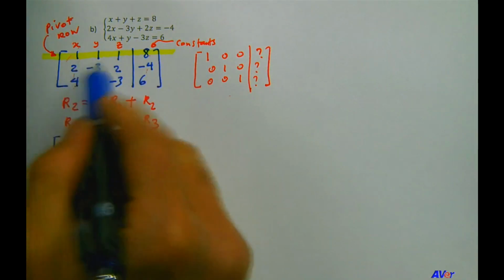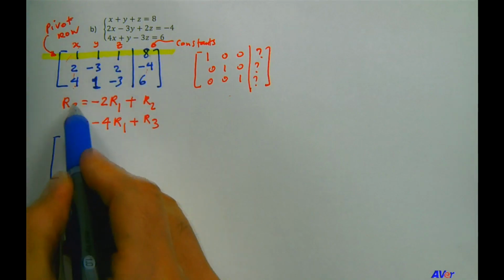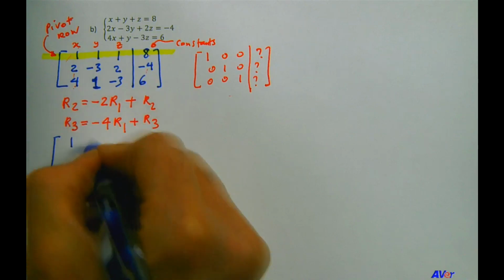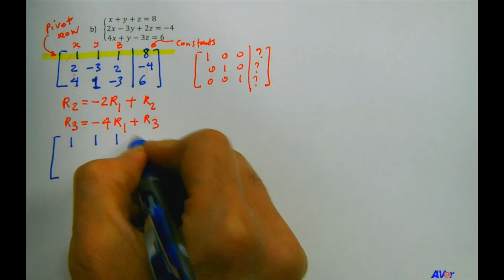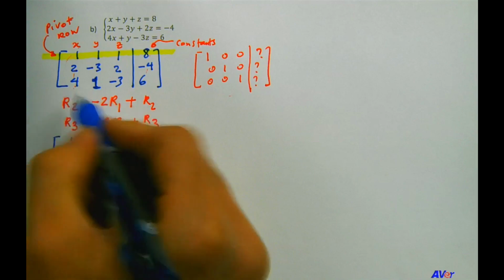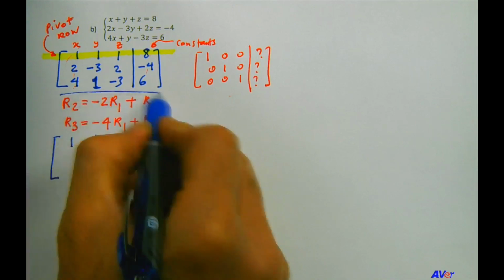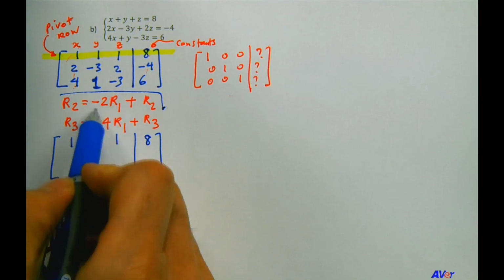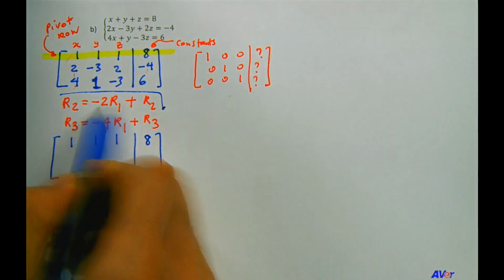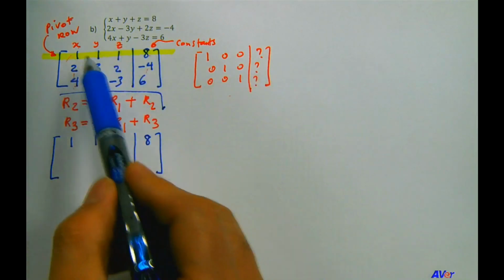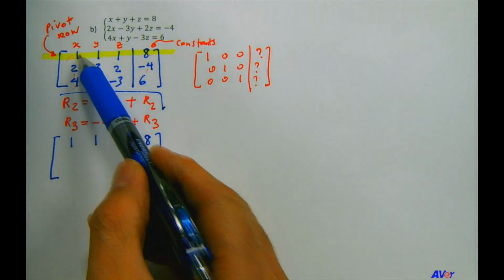So the first row isn't changing, right? It's row 2 and row 3 that are changing. So I'm going to write down row 1 as it is. 1, 1, 1, 8. Okay? All right. So now let's apply this row operation. So this row operation says multiply row 1 by negative 2 and add it to the second row. So minus 2 times 1 is minus 2.